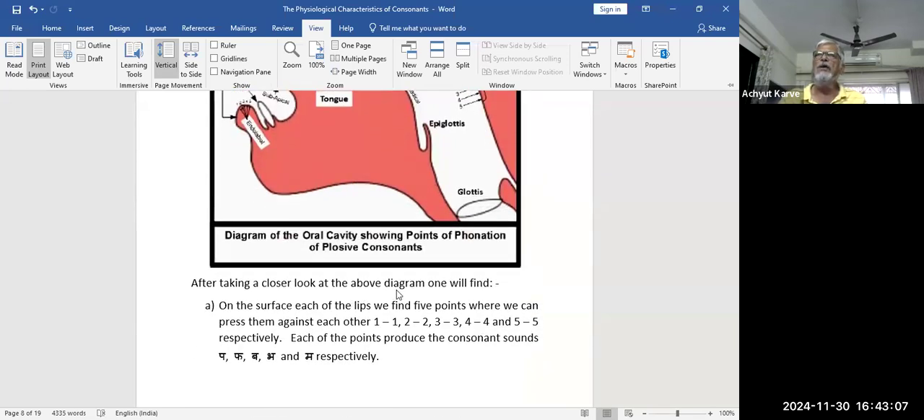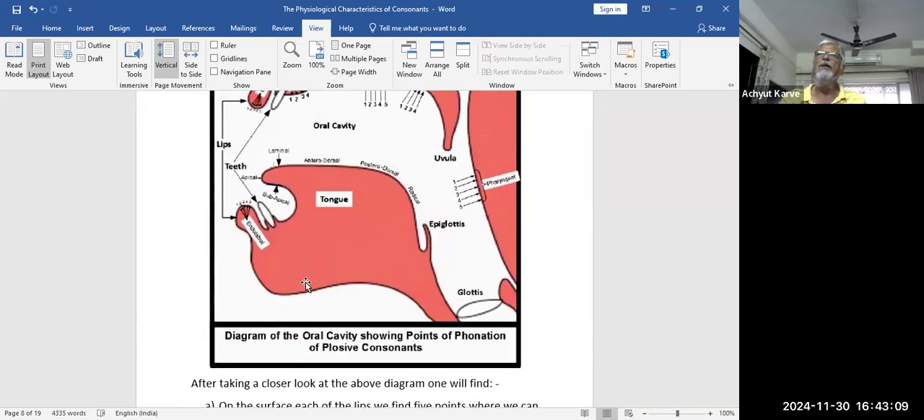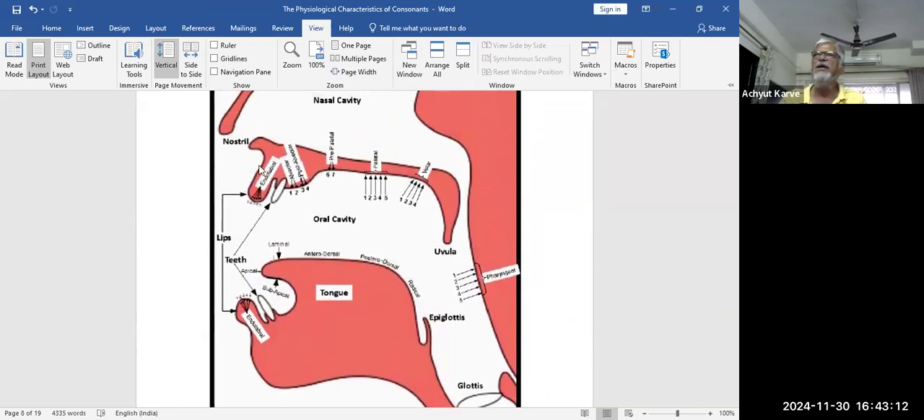After taking a closer look at the above diagram, one will find... So what are we finding? I will not read, I'll just speak. So on the 2 lips, there are 5 points which make contact with one another. Now here, the tongue has virtually no role to play, because the tongue lies on the ground, and we say pa, pha, ba, bha, ma. So you will see that the point changes, and you will see it as spatial.